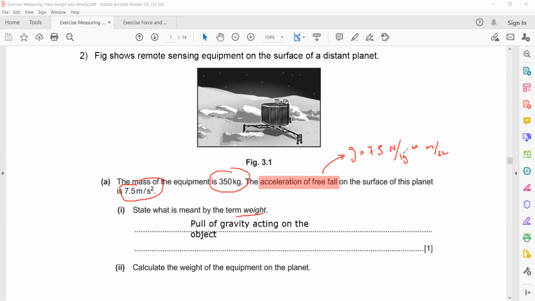Commonly we use Newton per kilogram, but meter per second squared can also be used, which is the same as the unit of acceleration. The mass of the equipment is 350. We need the weight, so the formula which relates weight and mass together is weight equals mass multiplied by gravity. The mass is 350 and the gravity is 7.5. So 350 multiplied by 7.5.